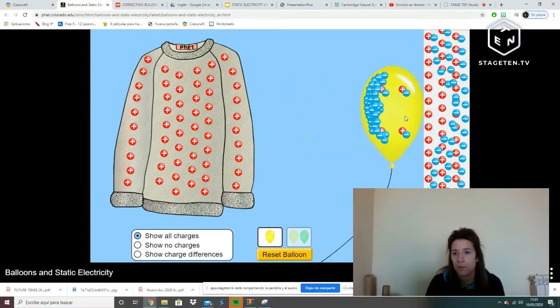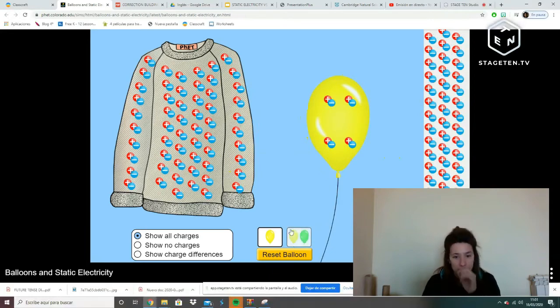Lauren, what happens if I move the balloon next to the wall? As you can see, the electrons are repelling each other because the balloon is negatively charged and the wall is neutrally charged, as it has the same number of protons and electrons. The electrons move away from the balloon, further against the wall, because negative and negative charges repel each other.